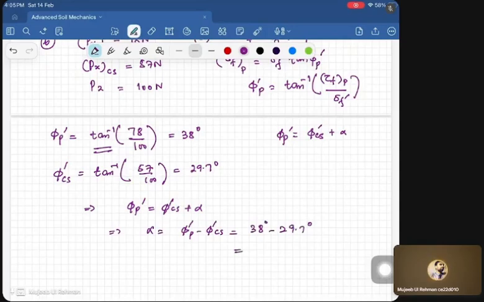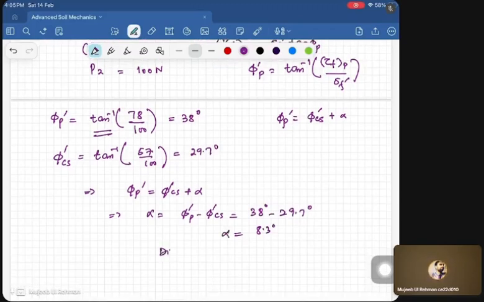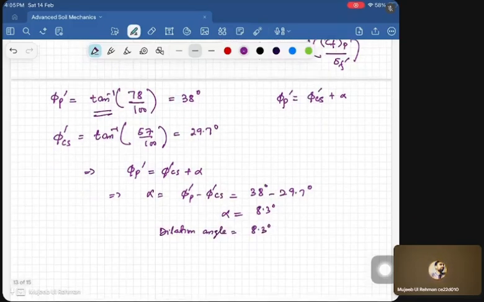It will be equivalent to 8 point, what will it be, 38 minus 29.7. Yeah, 8.3 degrees. So the dilation angle is equivalent to 8.3 degrees, correct?